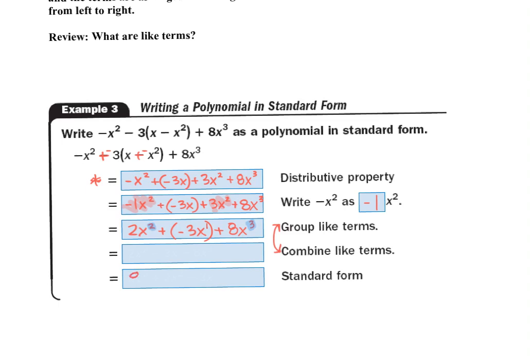So in this one, it would be 8x to the third power because 3 is the highest exponent I have. Then plus 2x squared because 2 is the next highest exponent. Then plus negative 3x to the first power, or just negative 3x. And that would be this polynomial written in standard form. So again, a lot of these skills are ones you've used before. You're basically simplifying expressions, which we've done a lot of already, and then you're just making sure that you put the exponents in order from greatest to least. So again, hopefully a lot of this feels like review to you.